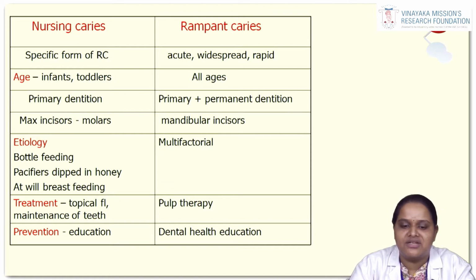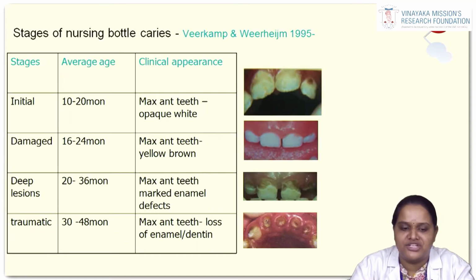When talking about rampant caries, it's an acute, widespread and rapid form of caries involving all age groups. This affects both primary and permanent dentition. Here the mandibular incisors are also affected and the cause is multifactorial, like diet, improper oral hygiene, improper feeding practices and not following a proper diet chart. The treatment mainly involves pulp therapy and dental health education for prevention.